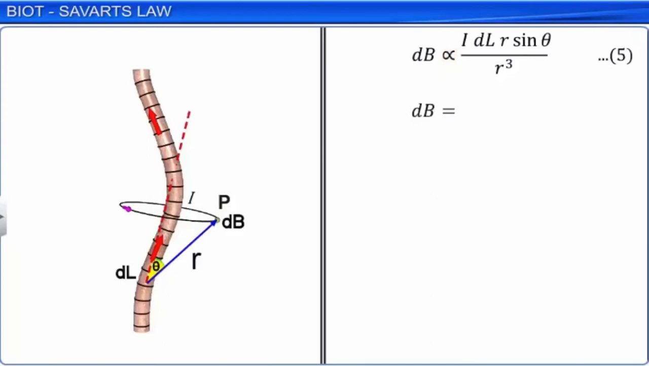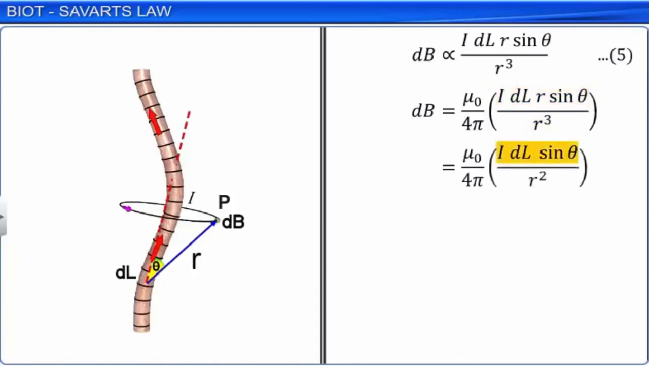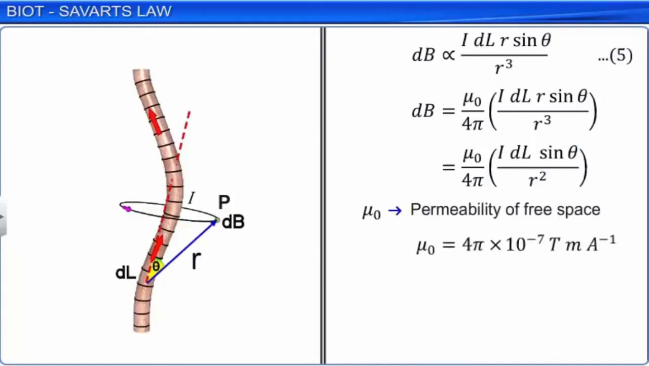Next, we have to use a constant here. The constant will be mu naught by 4 pi. So dB = mu naught by 4 pi, I dl sin theta by r squared. In this expression, mu naught stands for permeability of free space, and the value of mu naught in SI unit is equal to 4 pi into 10 to the power minus 7 Tesla meter per ampere.